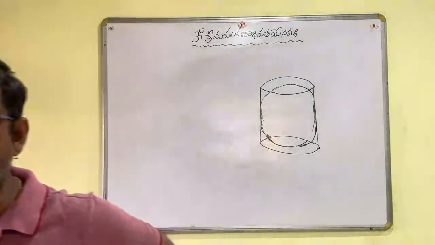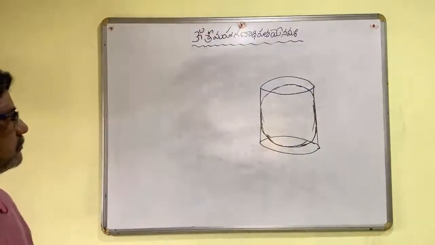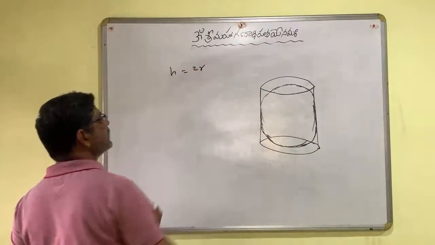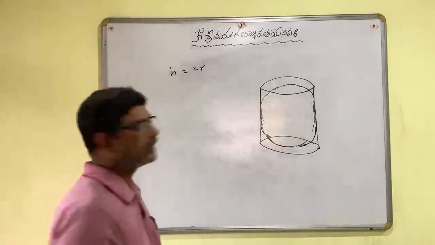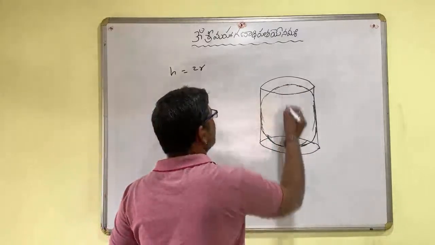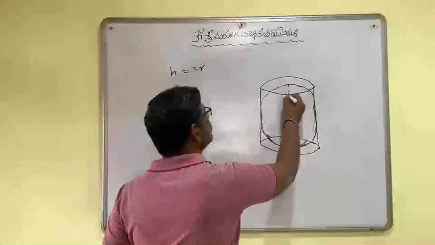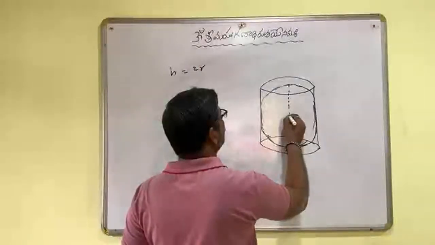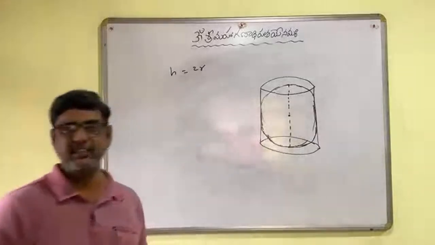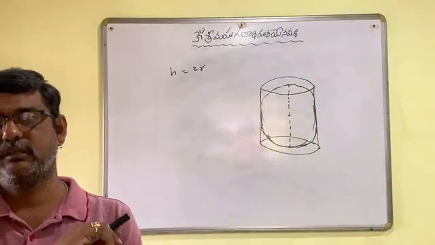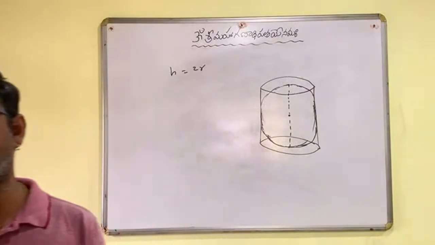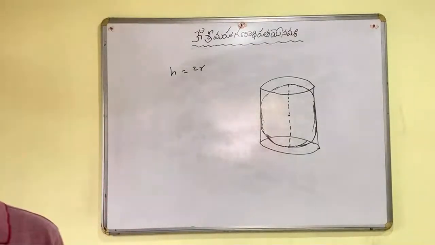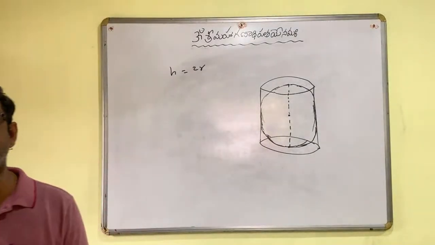Now, from the figure we can observe that the height of the cylinder is equal to the diameter of the sphere. The height of the cylinder is the same as the height of the sphere. The height of a sphere is nothing but its diameter.